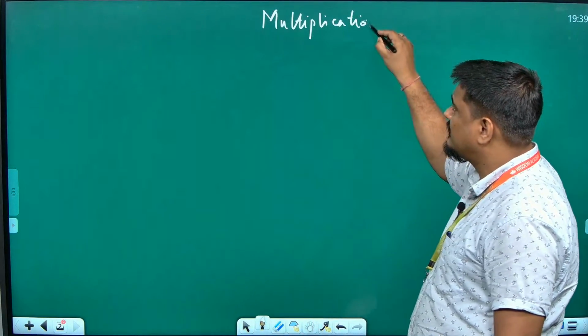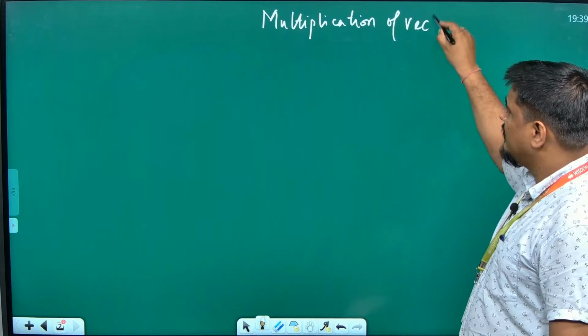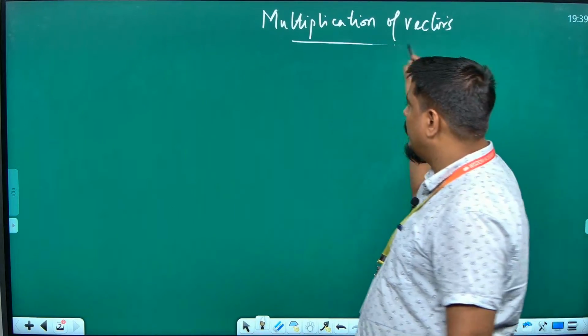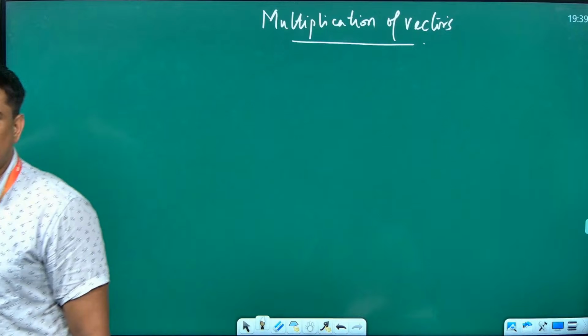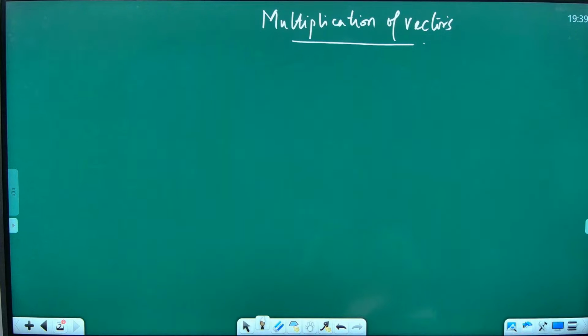Multiplication of vectors is the topic of today. We are going to start talking about this topic. Now be aware in the class, be in the class, don't disappear mentally.